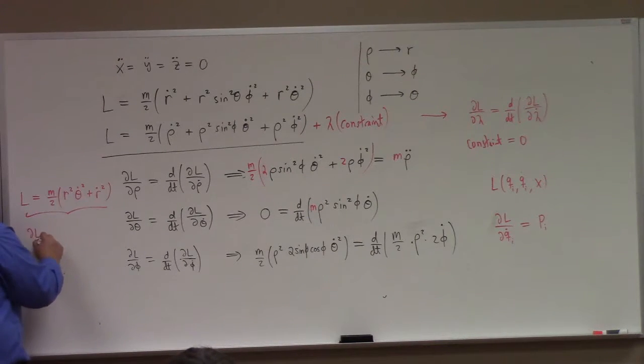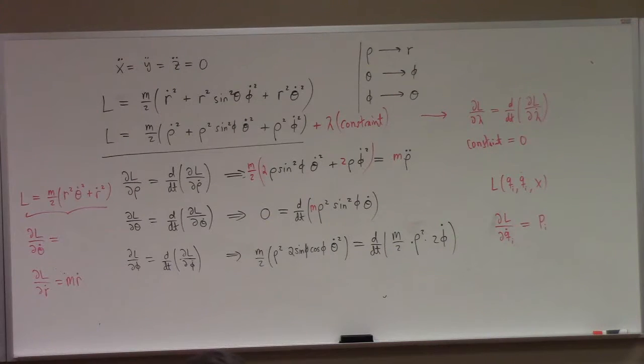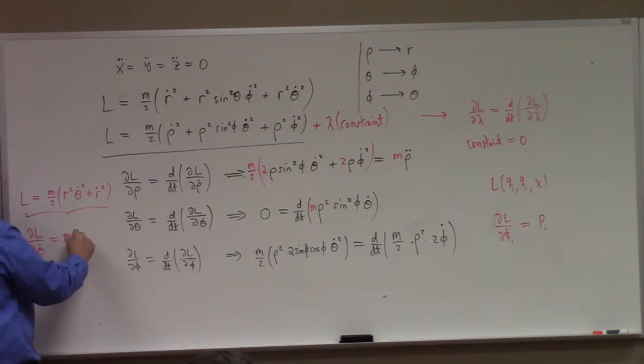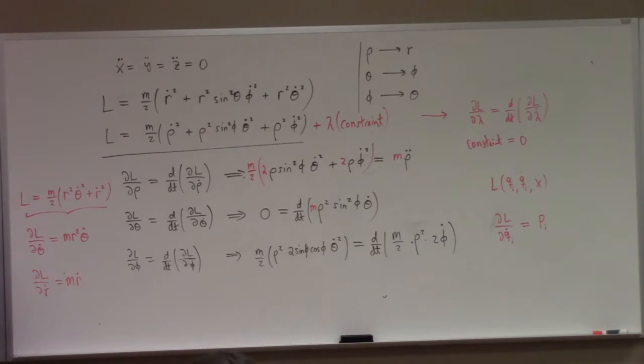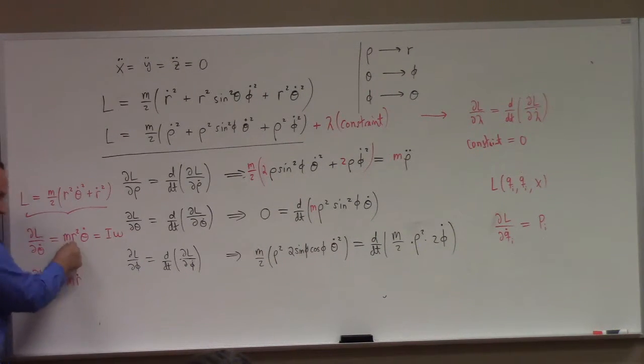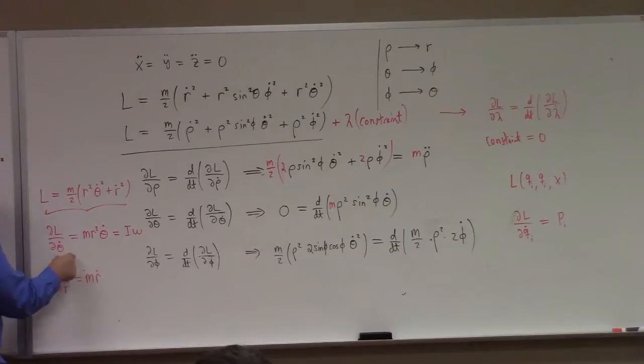If you calculate partial L, partial theta dot, this will give us what? Well, I'll do the easy one. Partial L, partial r dot, what's that? It's m r dot. This is the so-called radial momentum, p sub r. Partial L, partial theta dot gives you m r squared theta dot, which you might recognize if I wrote it instead as the moment of inertia times omega. This is the moment of inertia for a point particle. This is the angular velocity. This is angular momentum.